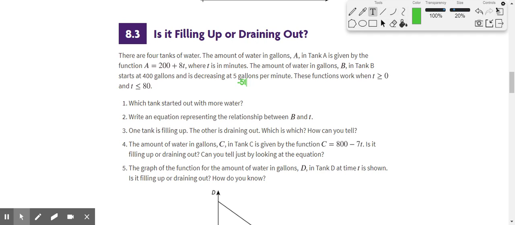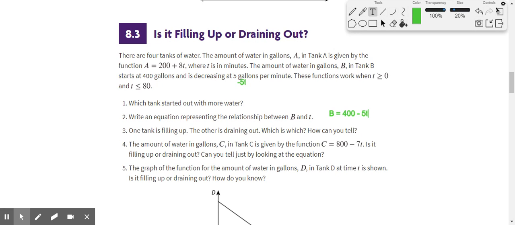An equation that would represent the relationship for B and time would be, if we think about inputs and outputs, input is time because the amount of water in the tank is going to depend on how much time has gone by. So B is going to equal 400, which is what we started with, and then we're subtracting, because it's decreasing, 5 gallons for every minute that goes by.